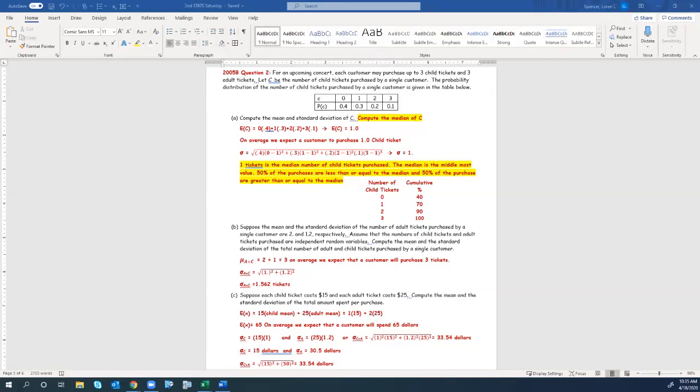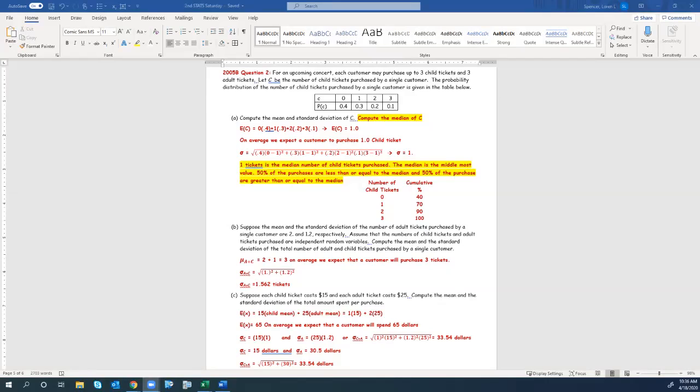First off, from a calculator perspective, I would just go to stat edit and put C into L1 and the probability of C into L2. So 0, 1, 2, 3 in L1, and 0.4, 0.3, 0.2, and 0.1 into L2. And then I would do the stats calc, one variable statistics, in order to get my expected value, my X bar. But to show my work, I needed to show 0 times 0.4 plus 1 times 0.3, etc. And when I do that, I get 1.0.